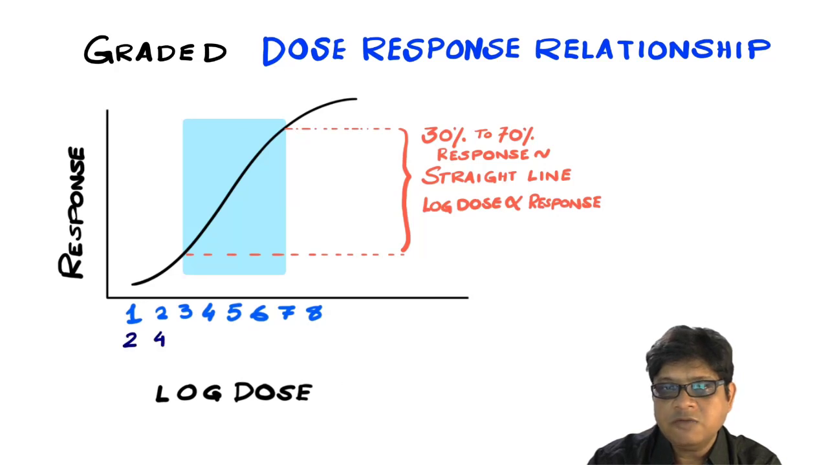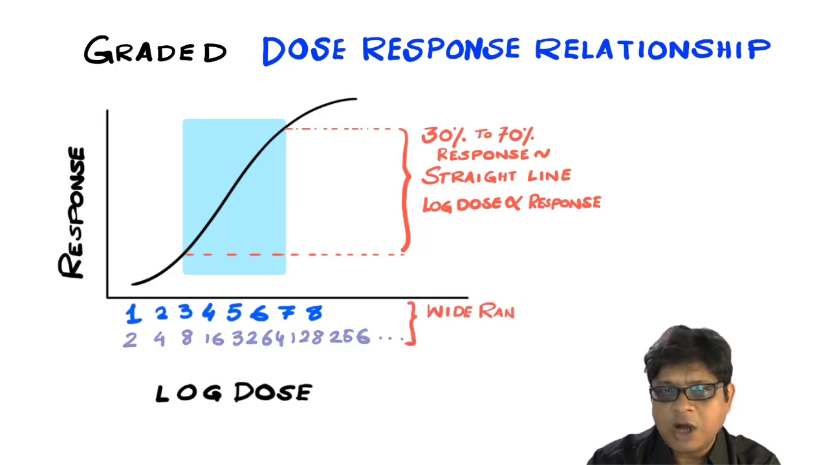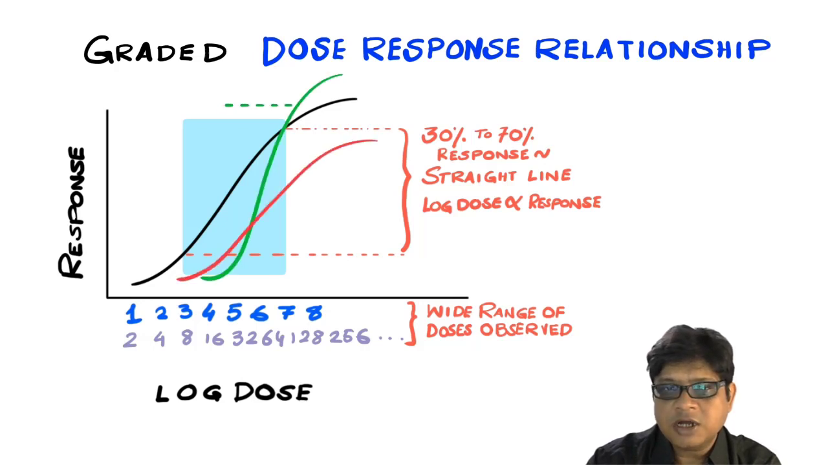And secondly, as we've already discussed, we can examine a wide range of doses if we take the logarithm of doses. And finally, in this kind of curve, the study of various agonists and effects of various antagonists become much easier and intuitive.